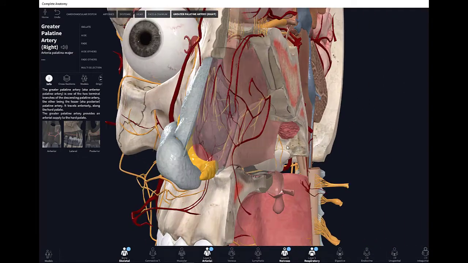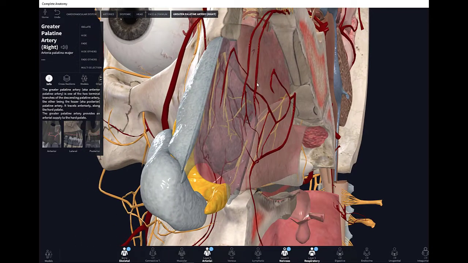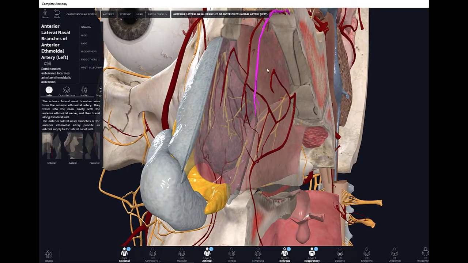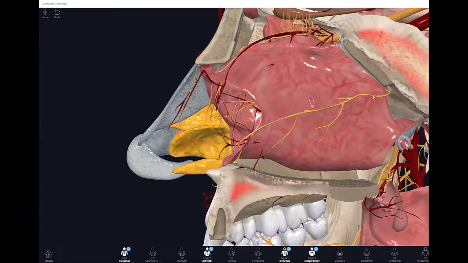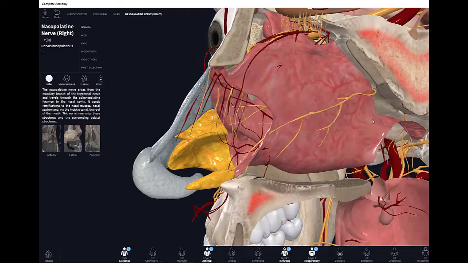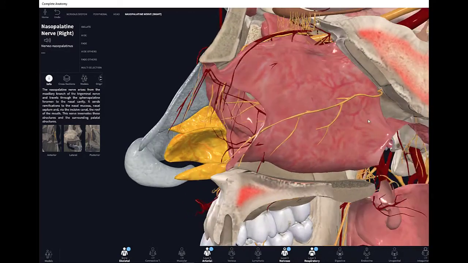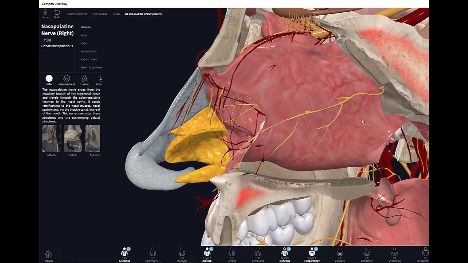So now I'm going to go ahead and hide the arteries on the left side and the nerves, and I'm going to take away the cartilaginous and bony structures of the nasal septum. So now we can see here this nerve, which is your nasopalatine nerve. And we're actually seeing the one from the right side, as it is going to be running deep to the bone that I just removed.